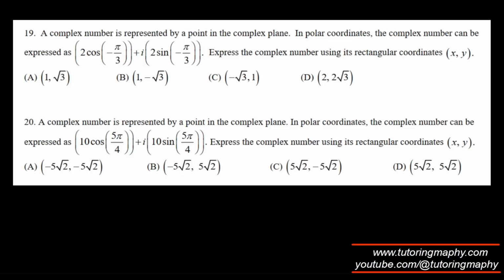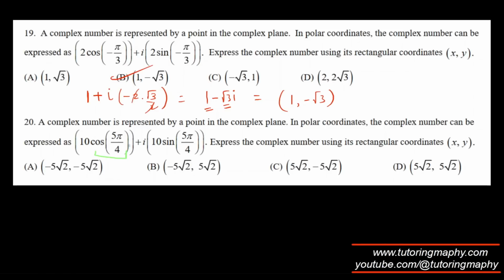All right. Over here, this is pretty straightforward. You just have to simplify this and write this in the rectangular form. So what is cos negative pi over 3? We just learned that cos eats the negative sign. So cos pi over 3 is 1 over 2. 2 times 1 over 2 is 1. And i times, here sine will throw the negative sign outside. So negative 2, and sine pi over 3 is root 3 over 2. So the 2 and 2 are gone, and it will be 1 minus root 3 i, which means that the coordinates are 1, this is the x, and negative root 3, this is the y, which is option B.